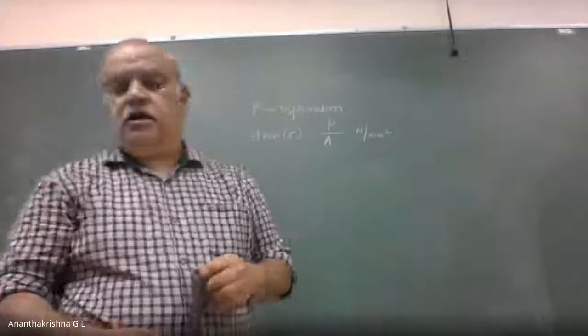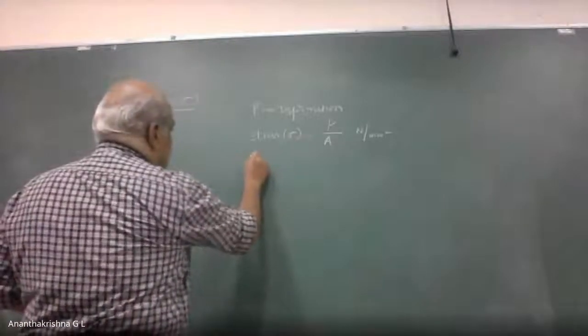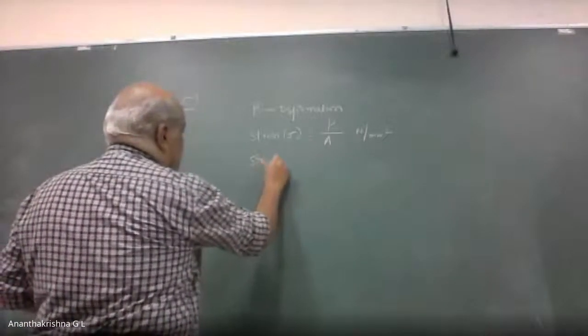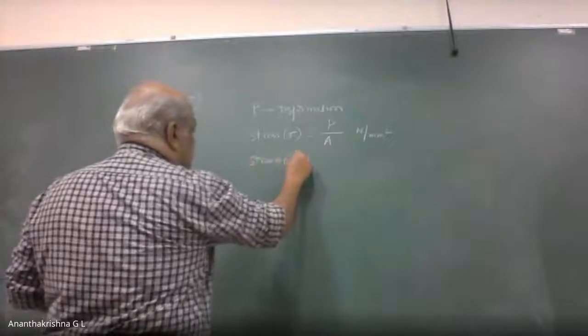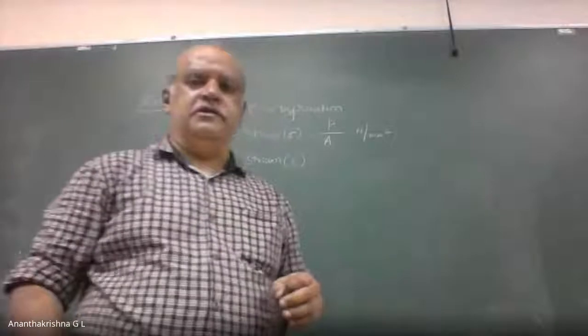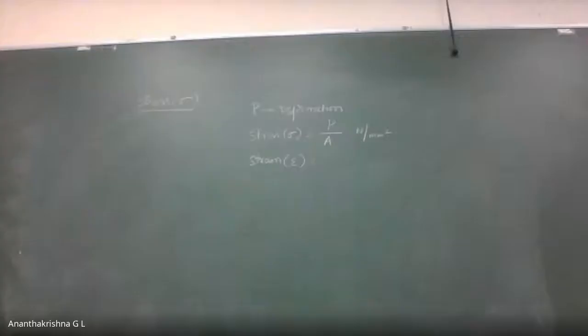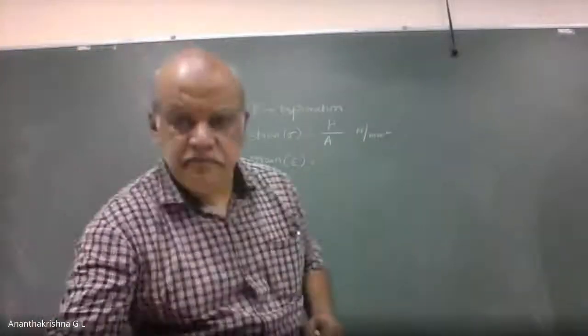Is it okay? Next, what is the strain? What do you mean by strain? Denoted by epsilon. Somebody please come out and tell me. Ratio of deformation to the original. Yes, this is the ratio of deformation to the original dimension.